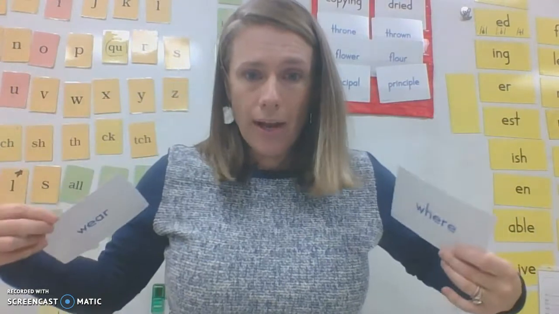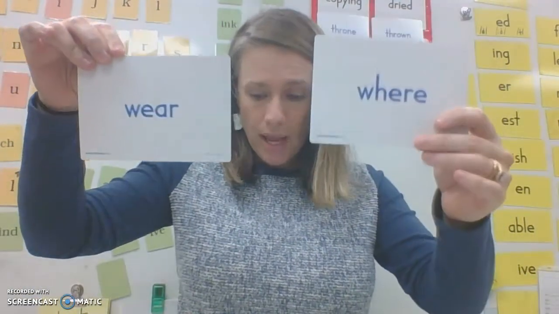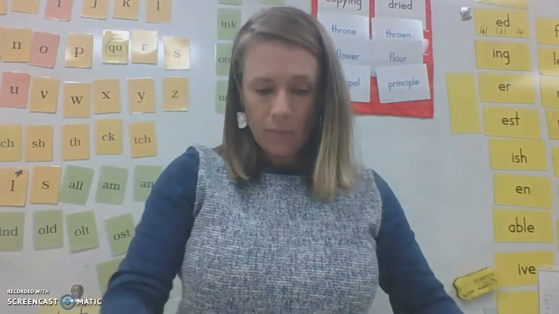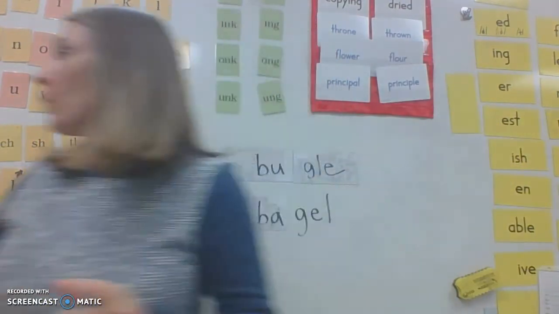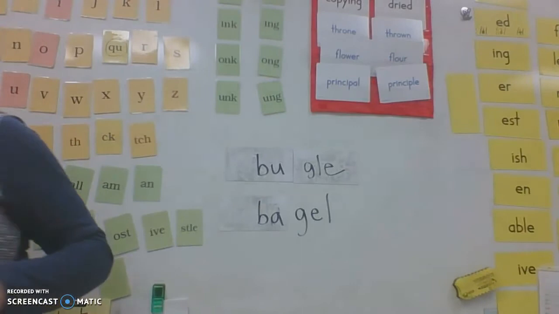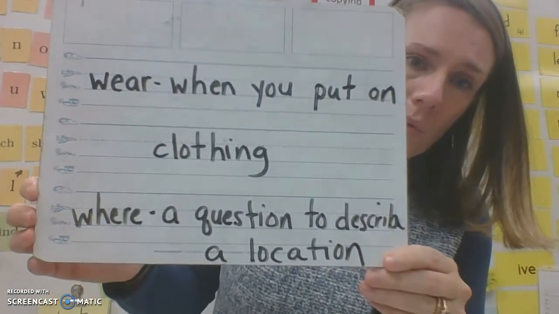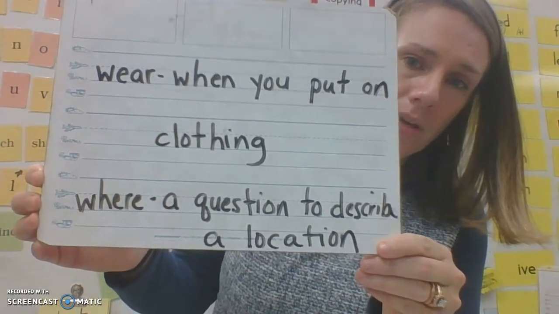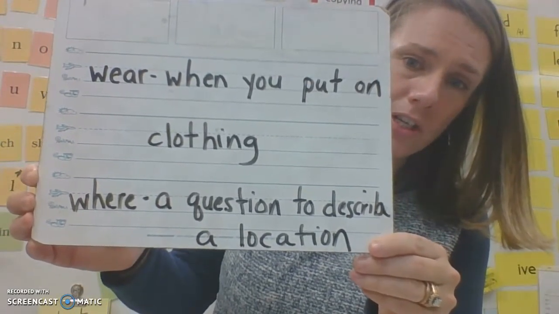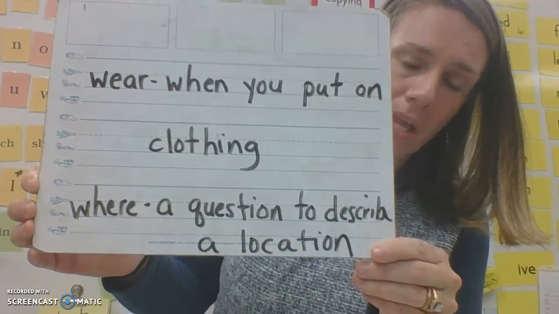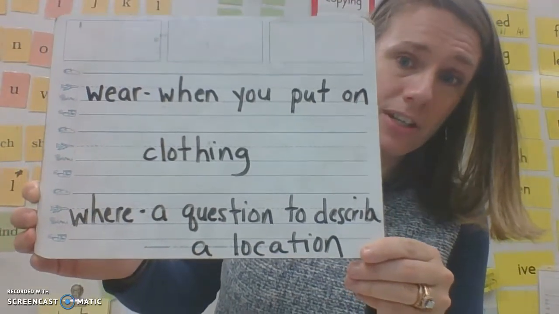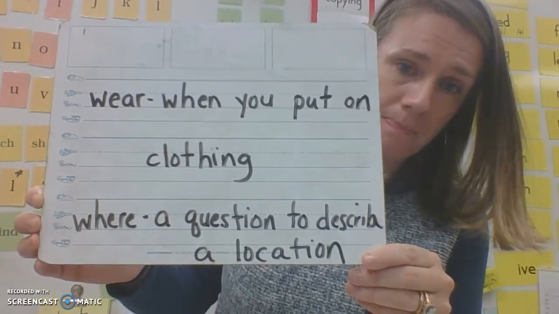And then this kind of wear would be like, I am going to wear a blue shirt. Where and wear. I need you to add these definitions into the sound-alike part of your student notebook. Wear, when you put on clothing. Where, a question to describe a location. Pause here until you get these entered in your sound-alike definitions.